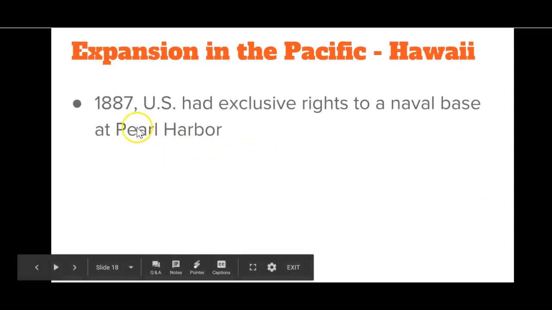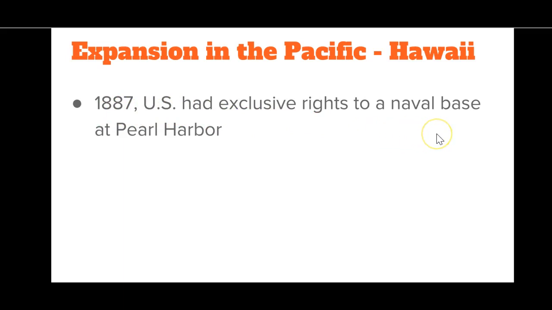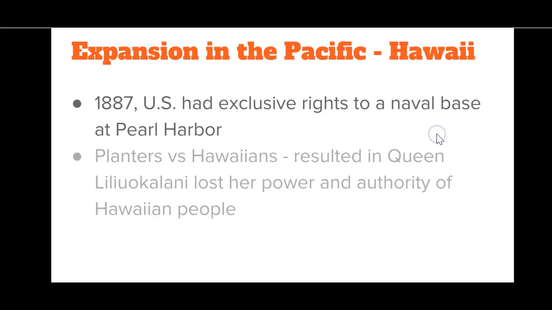Okay, so giving you context with these dates, in 1887, the U.S. had exclusive rights to a naval base at Pearl Harbor, and pretty much they demanded this. It wasn't like the Hawaiians just rightfully gave up their very protected harbor at Pearl Harbor.